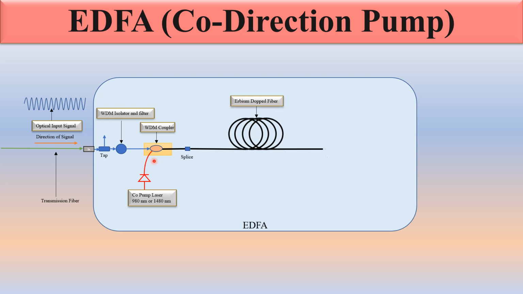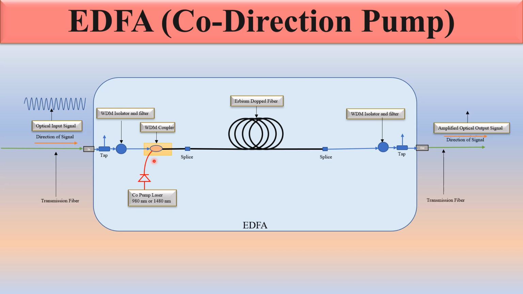This is the erbium doped fiber. You can see again there is an isolator and filter. This is a tap and this is the output signal. This is the transmission fiber. This is the direction of the signal. This is the amplified output signal. You can see this is the input signal, which is low intensity, and this is the output signal, which is higher in intensity. So this is co-directional pumping.